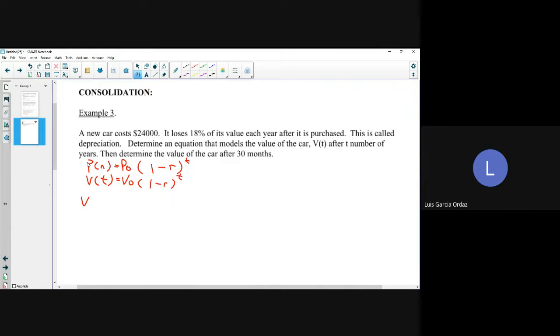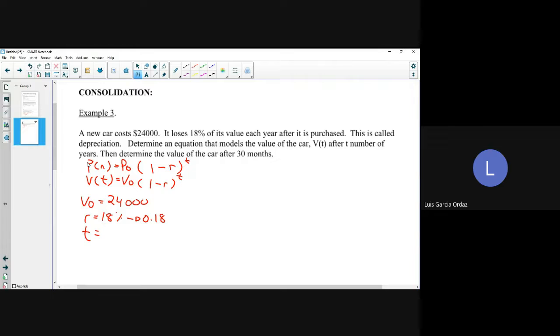So what's the initial price of the car, guys? 24,000. And for my rate, how much does it decrease by every year? 18%. What's that as a decimal? 0.18. Now for my time, does it have to be in months or years? Years. So we have 30 months. How am I going to turn 30 months into years?